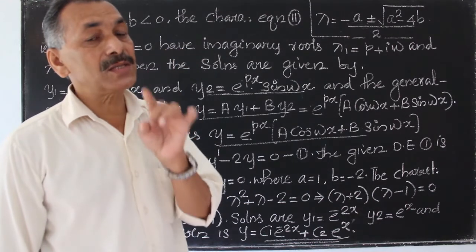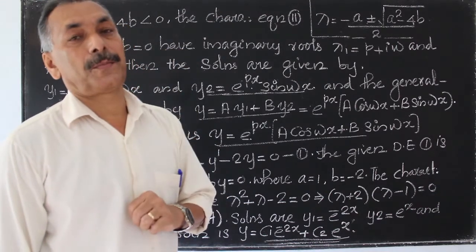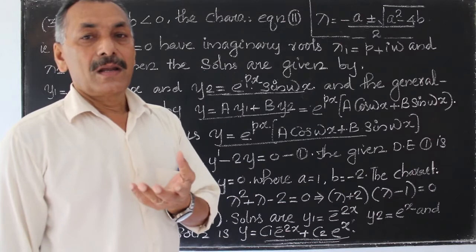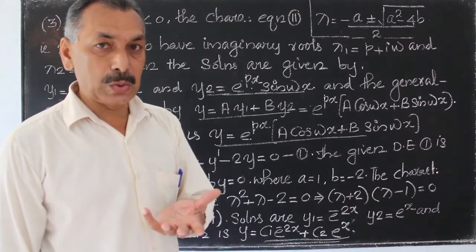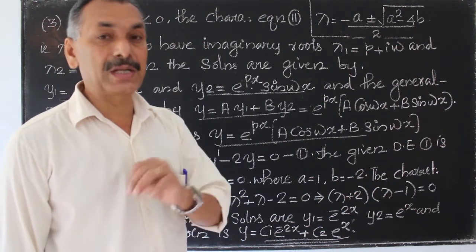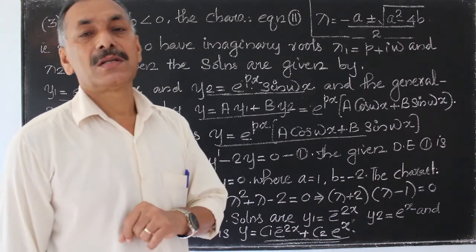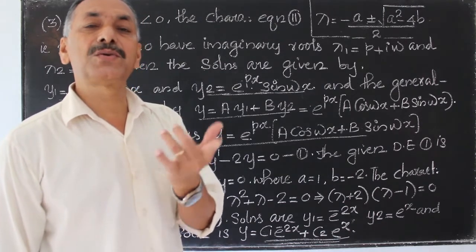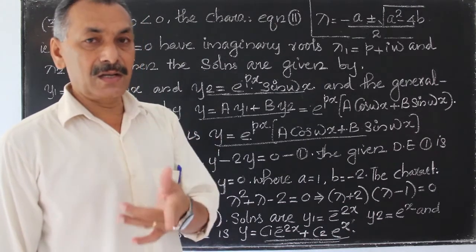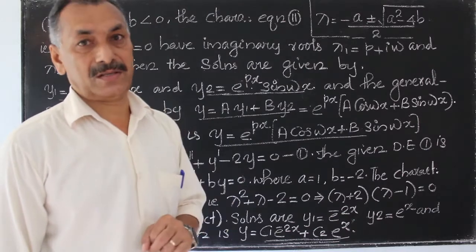If the discriminant a square minus 4b is equal to 0, then the characteristic equation has two repeated roots or double roots. And if lambda is a root, then the solutions are y1 is equal to e raised to lambda x, and the second one, y2 is equal to x e raised to lambda x.